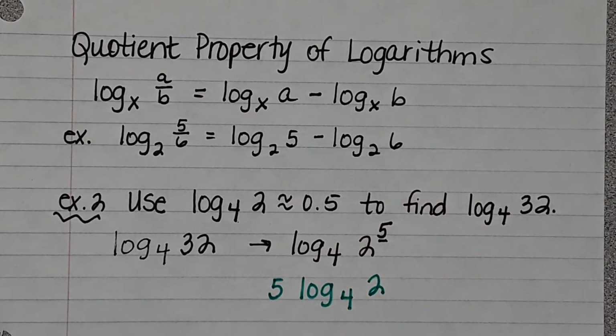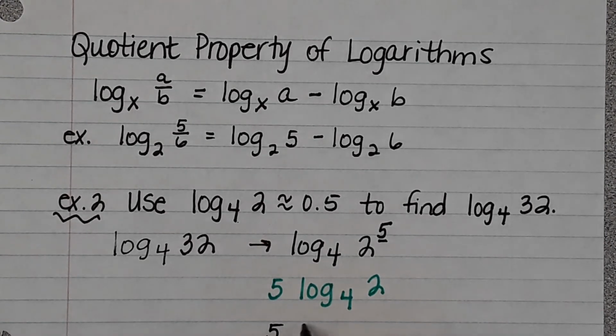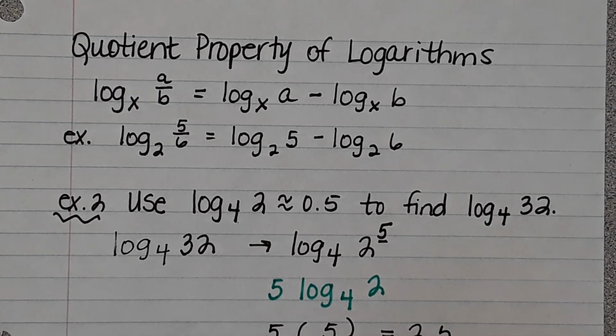So that's something we knew. We knew we could rewrite 32 as 2 to the 5th. We knew the power property said if we have an exponent, we can put it in front of log. Now, you guys, do you see log base 4 of 2? Is there something that they gave us to use? Did they give us something to use? So they gave us 0.5. So anytime you see a number in front of log, it means multiplication. So I'm going to do 5 times 0.5, and my answer is going to be 2.5.